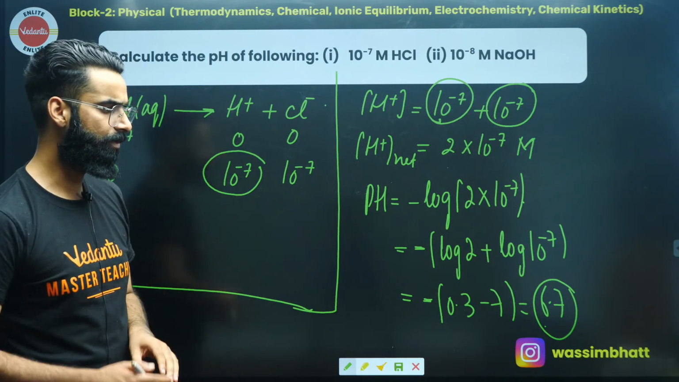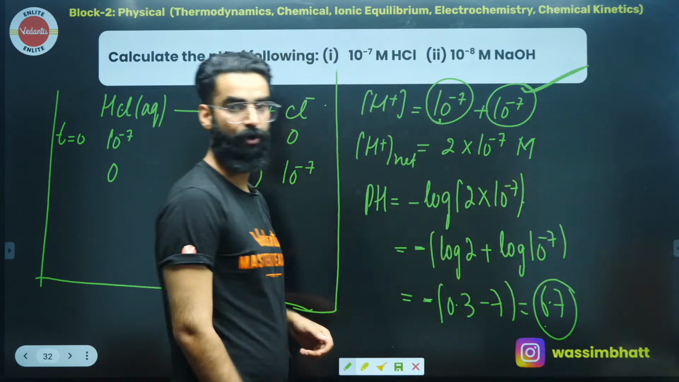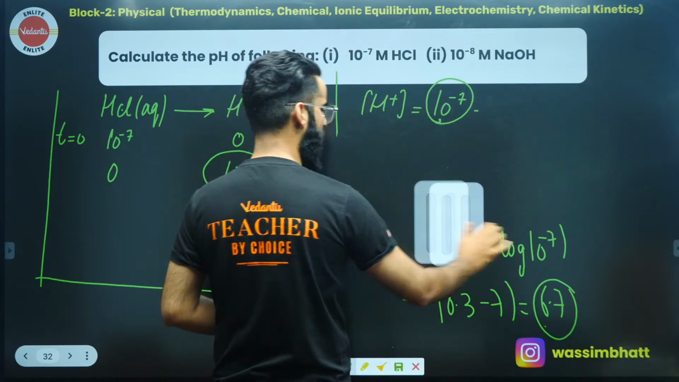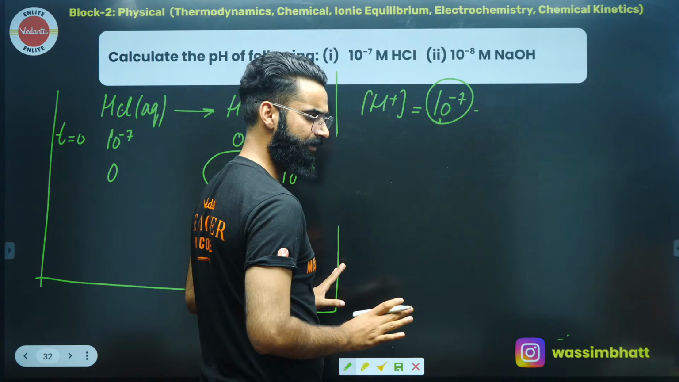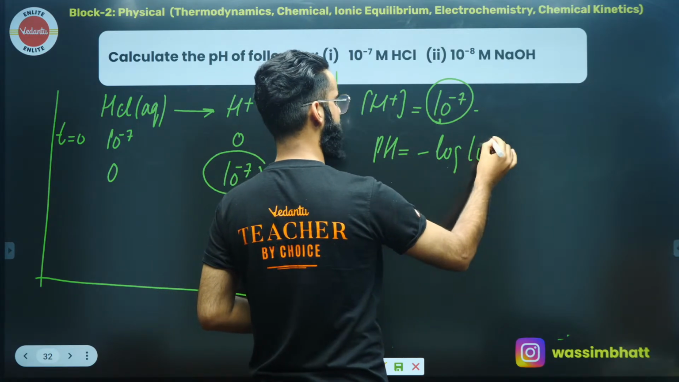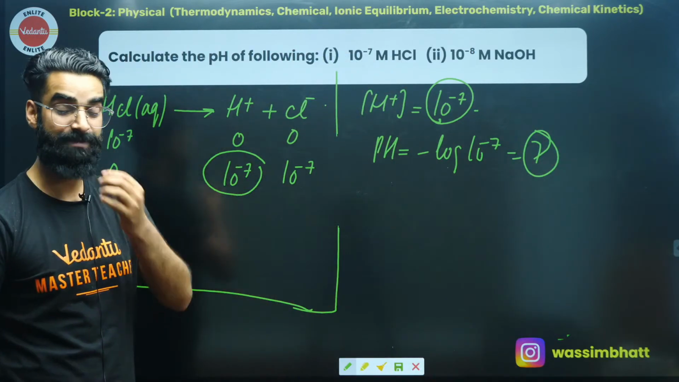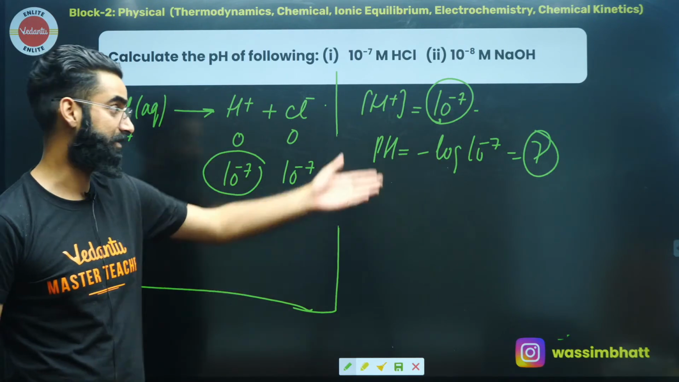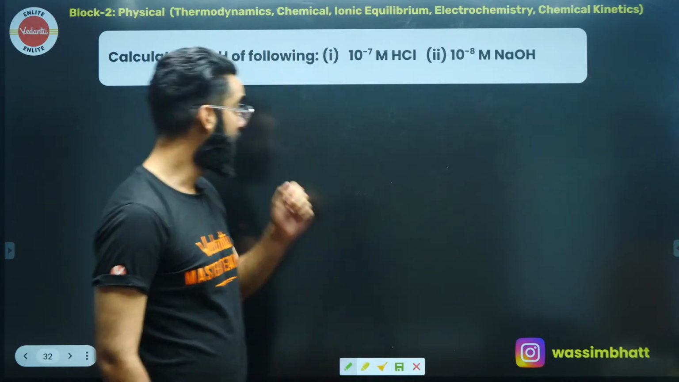A lot of you might be thinking, why did I introduce the H positive ions which are coming from water? For example, if you neglect the H positive ion concentration coming from water and only say there are a total of 10 raised power minus 7 molar H positive ions in the container, you would calculate the pH as minus log of 10 raised power minus 7. So the pH comes out to be 7, right? But if the pH is 7, the solution is supposed to be neutral, but you are putting acid. An acidic solution always has pH less than 7. So this cannot be the answer, right? Its actual pH is 6.7. Do remember it.